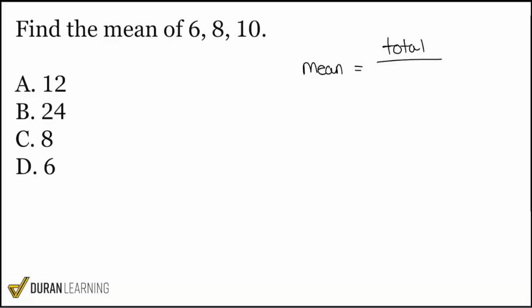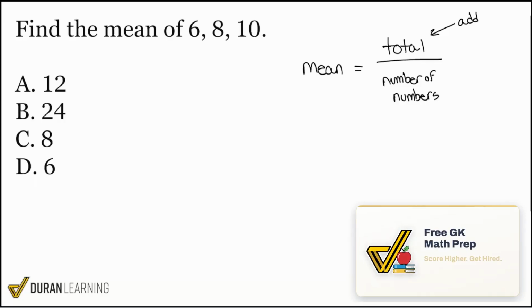So again, we're going to calculate the total. So we're going to add them all up. And then we're going to divide by the amount, or the number of numbers. That's a very easy way for me to write it, because if I say amount, you might confuse it with total amount. So I don't want to confuse anybody. We're just going to say number of numbers. And in this case, everybody, how many numbers are we observing? Between 6, 8, and 10, that is going to be a total of 3 numbers. So right there, that's where our 3 goes.